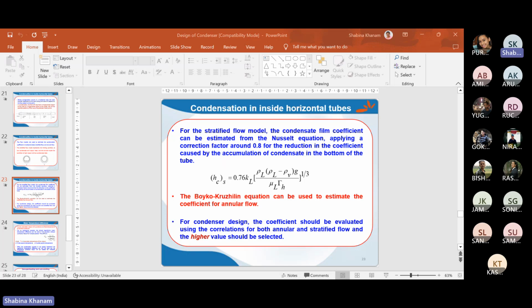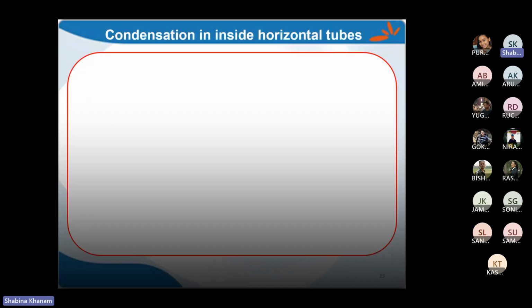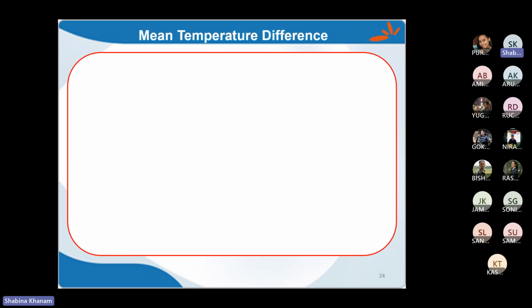So that is about the heat transfer coefficient calculation for condensation in tube side as well as in shell side. And now we will see how the mean temperature difference will be counted. Usually in a shell and tube heat exchanger we have considered the LMTD for counter current flow, and then we have considered the FT correction factor.